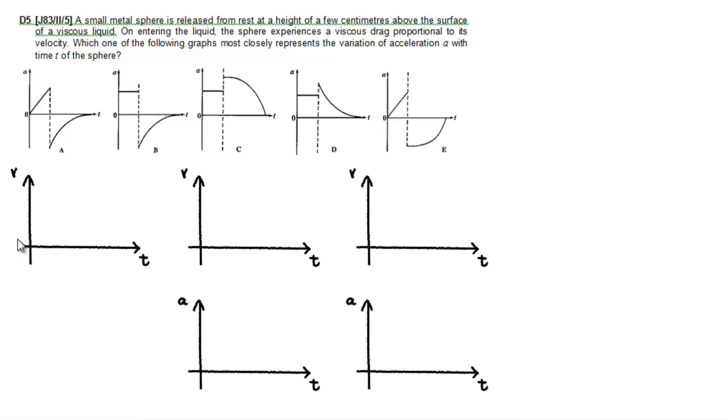There are many ways to derive the acceleration time graph. One of the ways is to first sketch out the VT graph and from there derive the AT graph. We know that if an object is free falling through air, then the velocity time graph is just a straight line with gradient equal to g, equal to 9.81 meters per second squared.